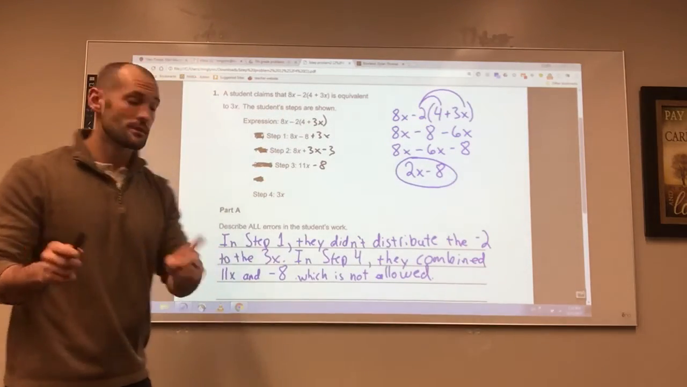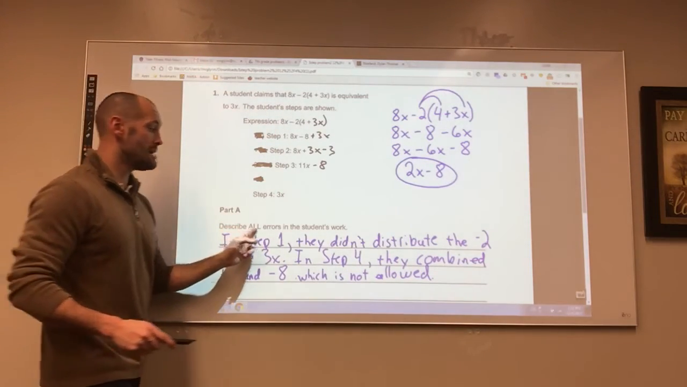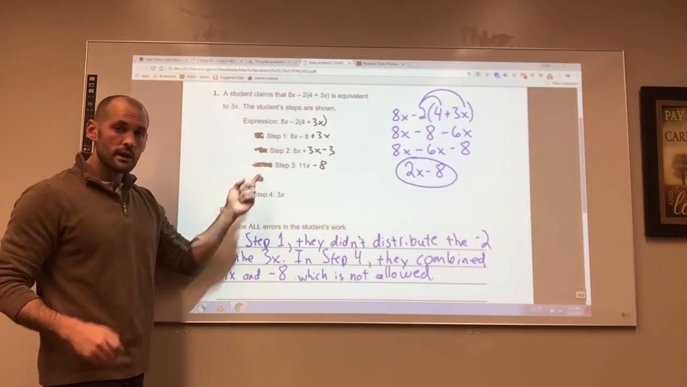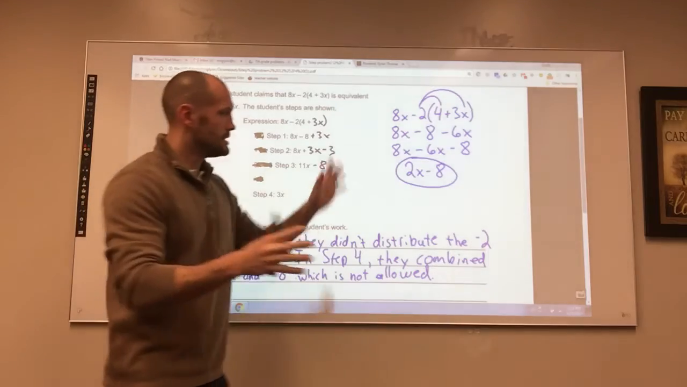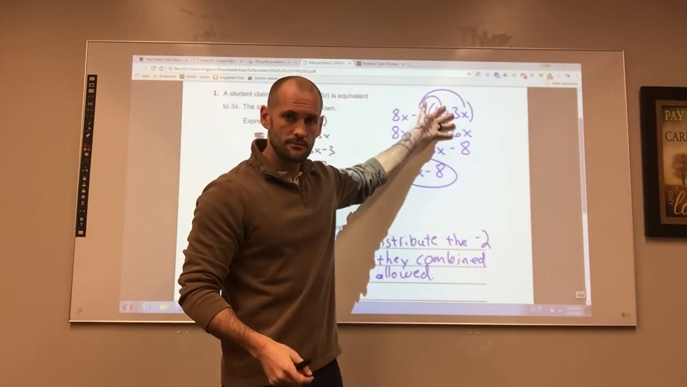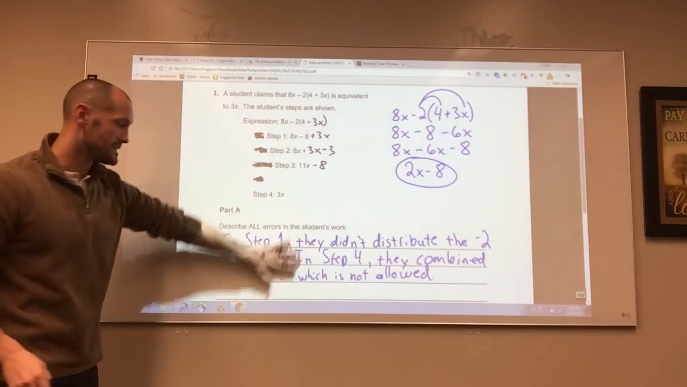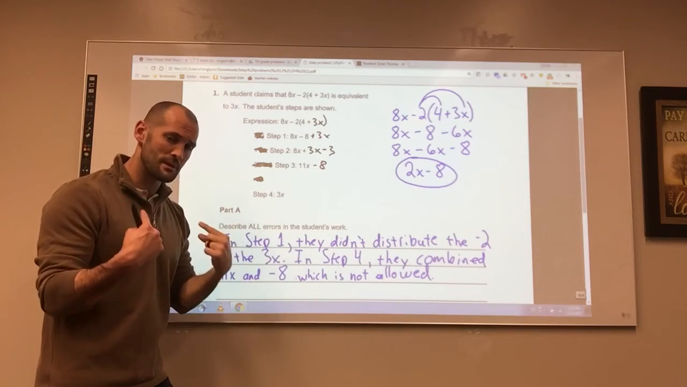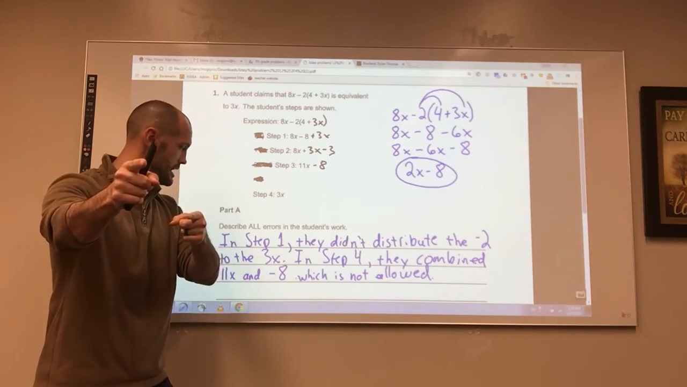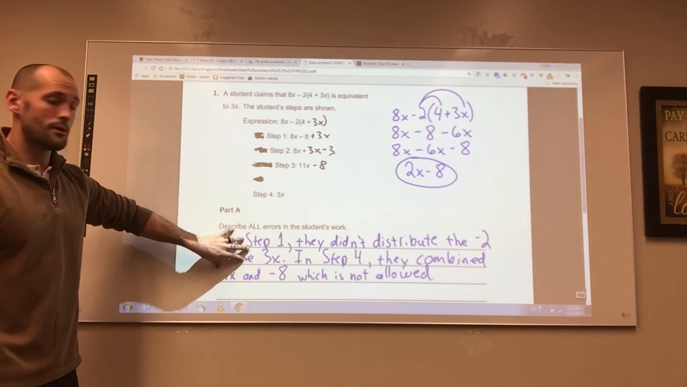So any problem where it's asking for you to describe errors in a student's work, be more concerned with identifying what they did wrong, not what you did right. Okay? Now, that's what it looks like. Yes, handwriting is still terrible. Former math teacher, don't you judge. Okay? That is how I would go through part A.